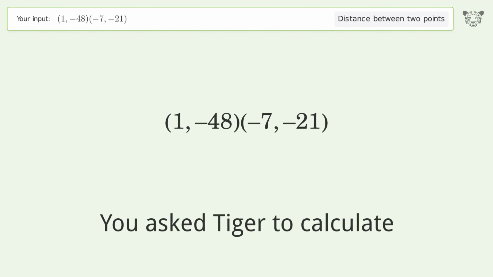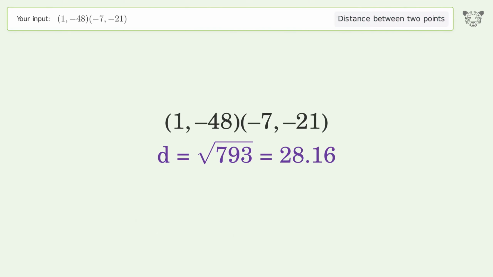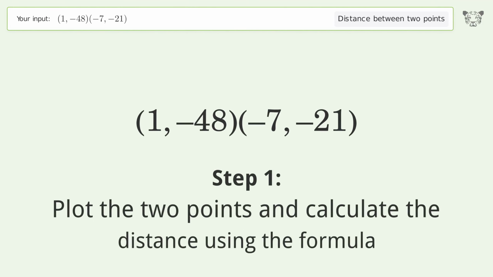You ask Tiger to calculate. This deals with the distance between 2 points. The distance between the 2 points is the square root of 793, or 28.16. Let's solve it step by step. Plot the 2 points and calculate the distance using the formula.